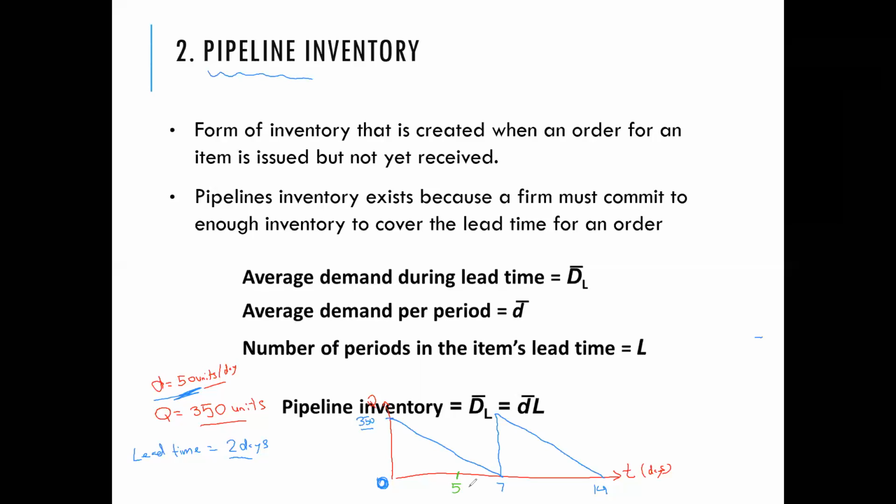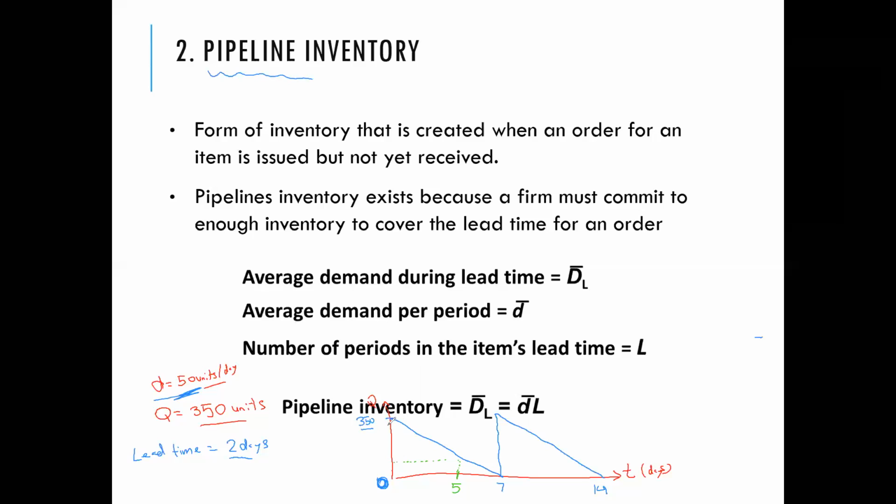Because the lead time is 2 days and the difference between day 5 and day 7 is 2 days. So if you place your order on day 5, you will receive that order on day 7. And then it means that on day 7, you will have 350 more units. So let me explain this one more time.